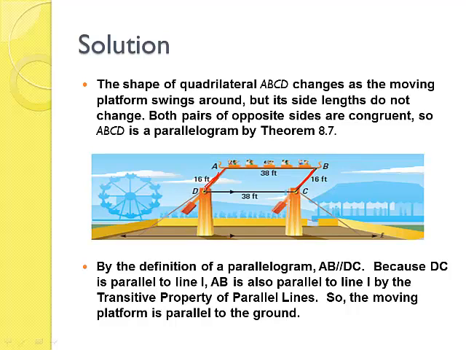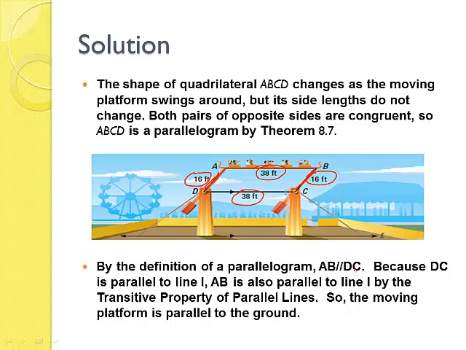So since we know that both pairs of opposite sides are congruent, that means it has to be a parallelogram, because again, we know this is 16, this is 16. That's one pair of opposite sides. This is 38, that means this has to be 38. So both pairs of opposite sides. Once we establish that, that's the definition of a parallelogram. AB is parallel to DC.